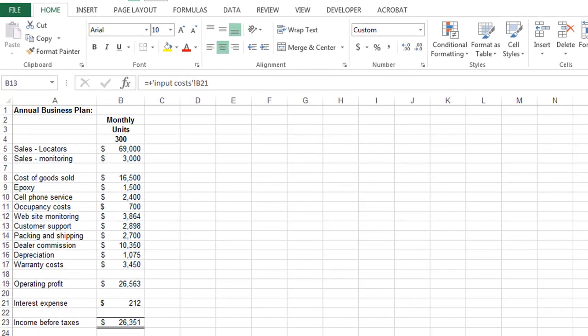We have a client who's very agitated because they had a business plan that was going to generate $26,000 a month, as you can see from their initial budget. And it's not generating $26,000.